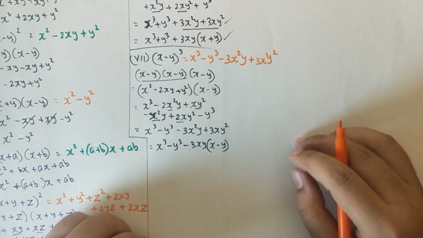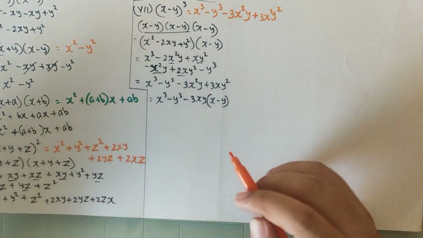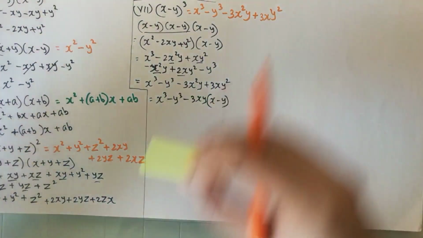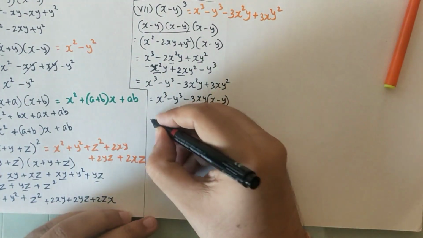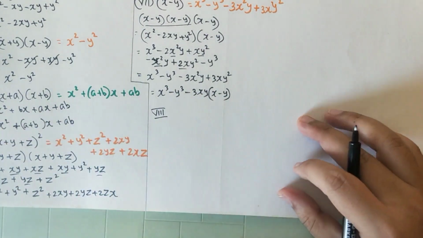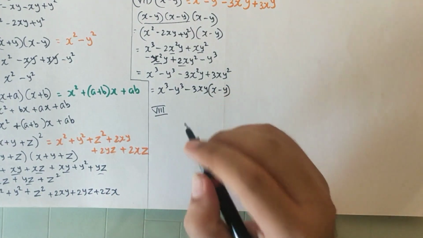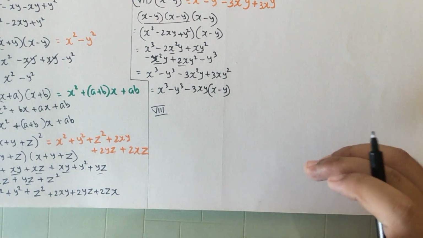3xy square. 3xy square. These are the seven. This was the seventh identity. Let us proceed towards my eighth identity of the textbook. A little tricky one. Eighth identity. In this identity, I have to first write the whole identity, then only I may explain it to you.